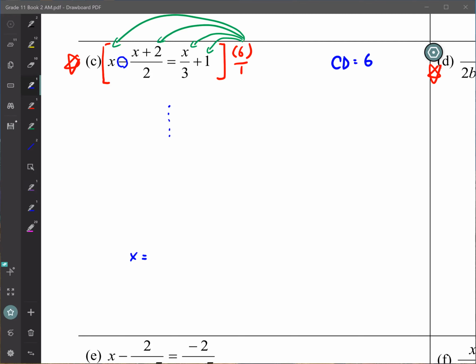Okay, we got 2 people finished. Okay, 3, 4, 5, 5 people now.